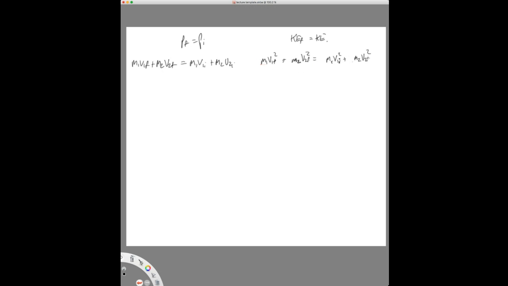Okay, good. Now, if we look at these equations side by side, we see that they are almost identical. The only difference is the squared term. And that squared term is why we don't want to do substitution. Because if we solved, let's say, this left equation for V1 final, and we got this plus this minus this all over M1, we get this big ugly expression for V1 final.